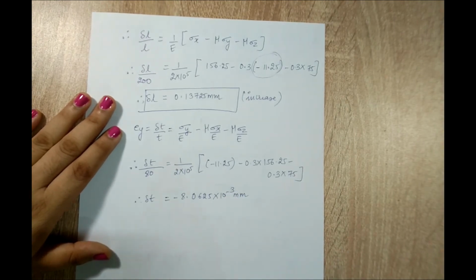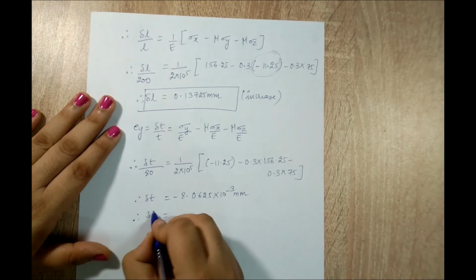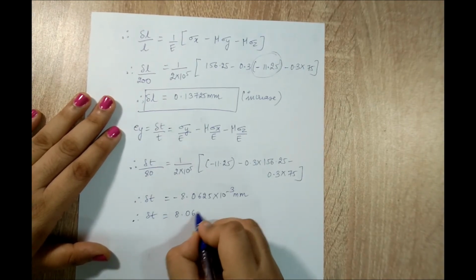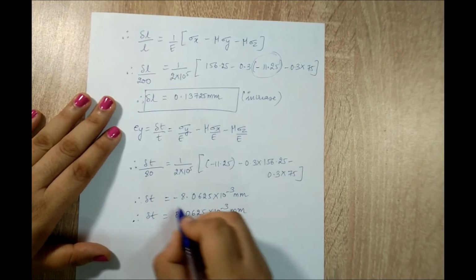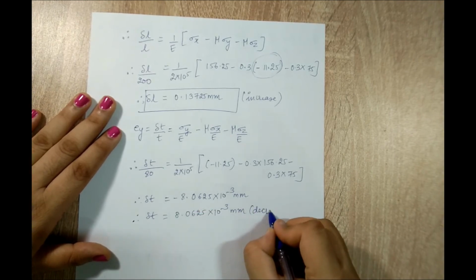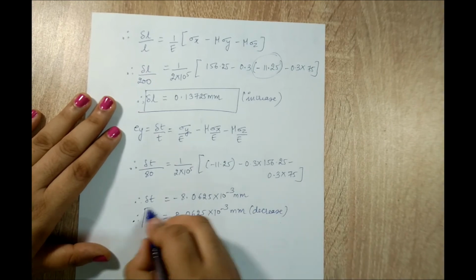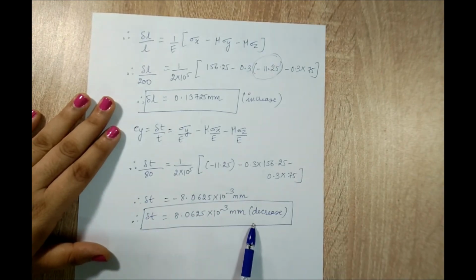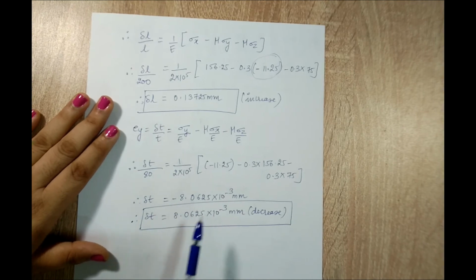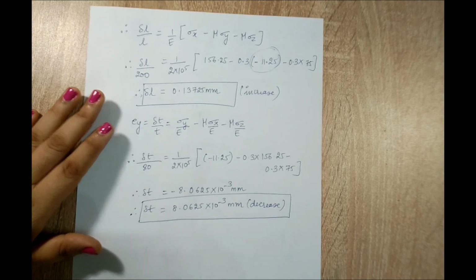Now I get a negative sign, which means that there will be a decrease of thickness. So I'll write down, therefore delta T is 8.0625 into 10 raised to minus 3 mm. I will justify the negative sign as decrease. Never leave a dimension as negative, because any dimension is not negative. The negative sign indicates something, so this always has to be justified.